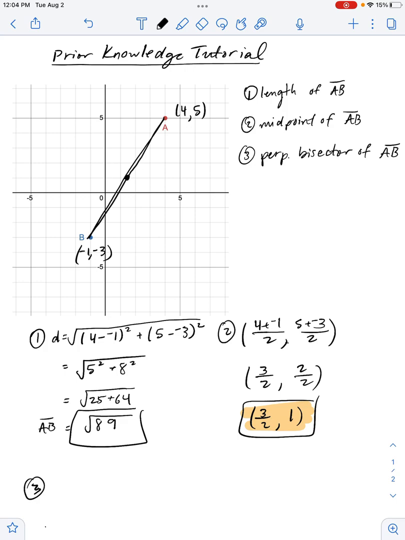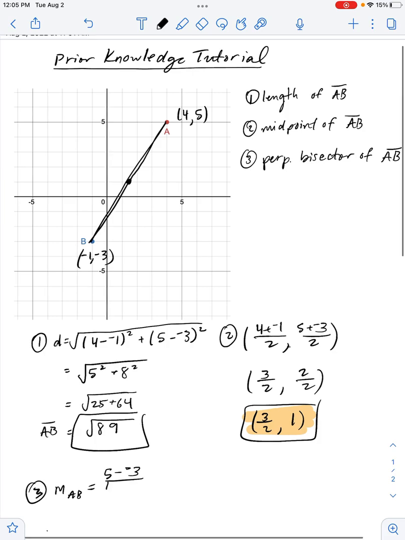And we can find the slope for the perpendicular bisector by taking the opposite reciprocal of the slope of AB. So let's start by finding the slope of AB, which we just find the difference in the y's divided by the difference in the x's. 5 minus -3 over 4 minus -1, or 8 over 5. Therefore, the slope of the perpendicular line to AB is the opposite reciprocal, or -5 over 8.